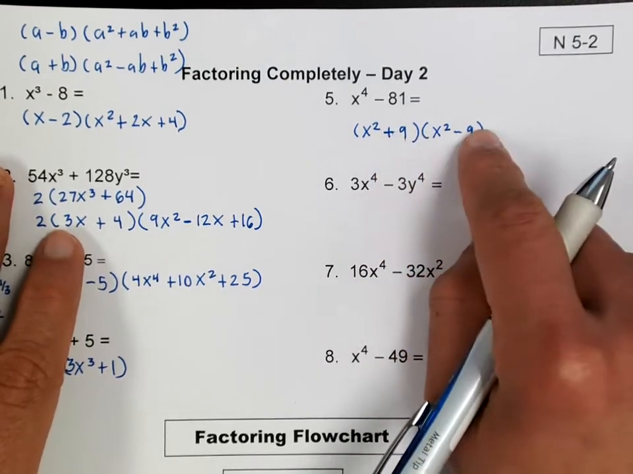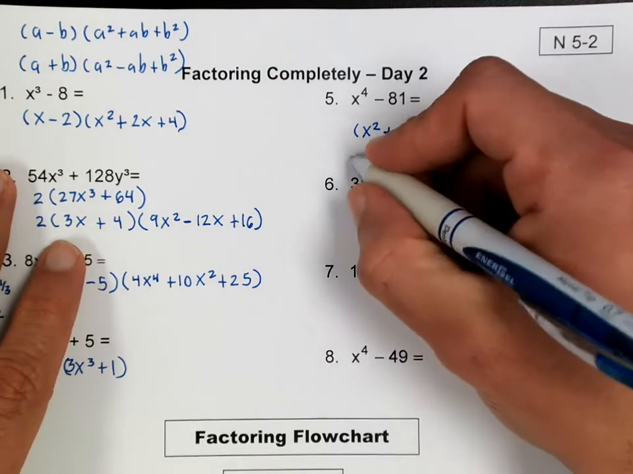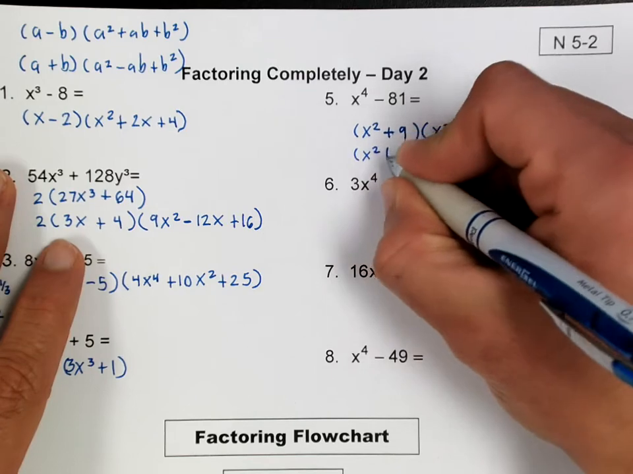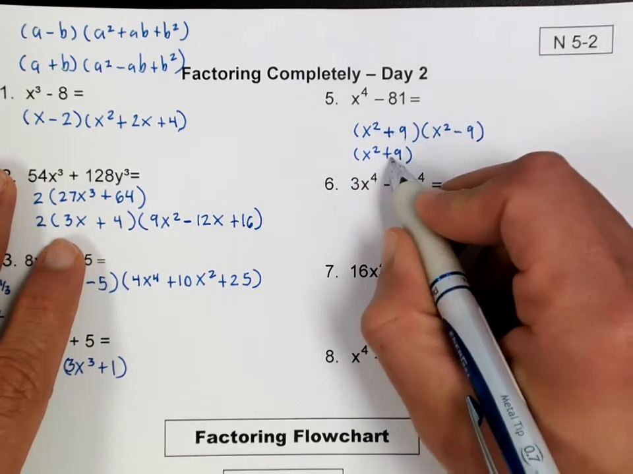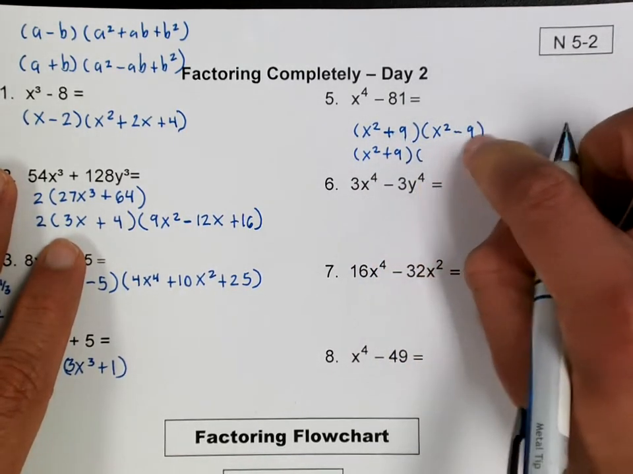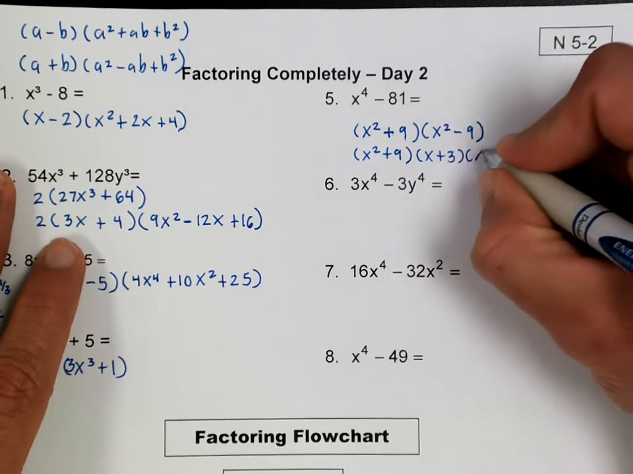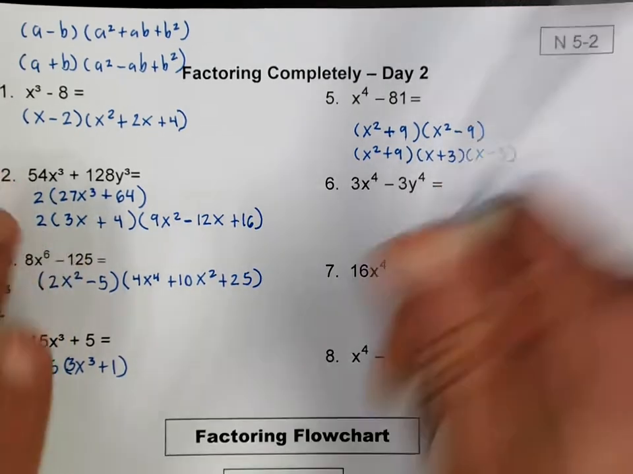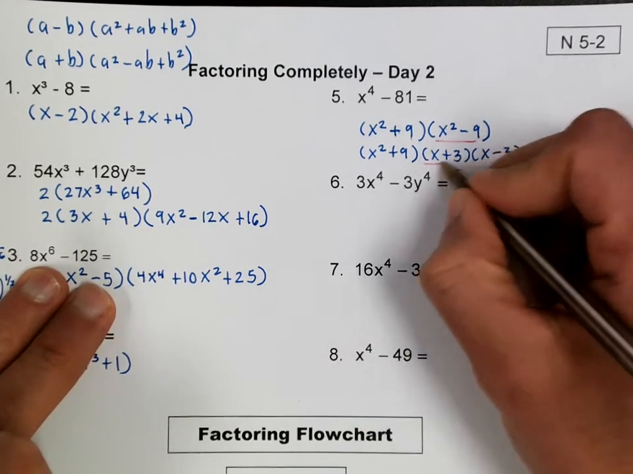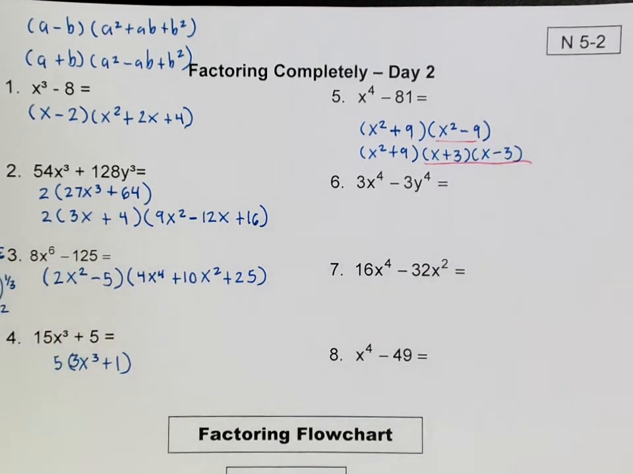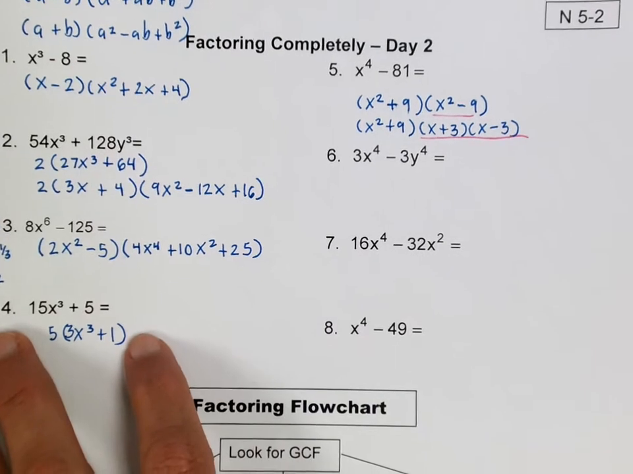Okay, so now check those two out. Can any of these be factored one more time? This one cannot be, because this is not a difference of squares. Remember, if it was a difference, we have a minus. But this one can be factored one more time. This would be x plus 3, x minus 3, because this part right here is a difference of squares. Alright, moving on to number 6.